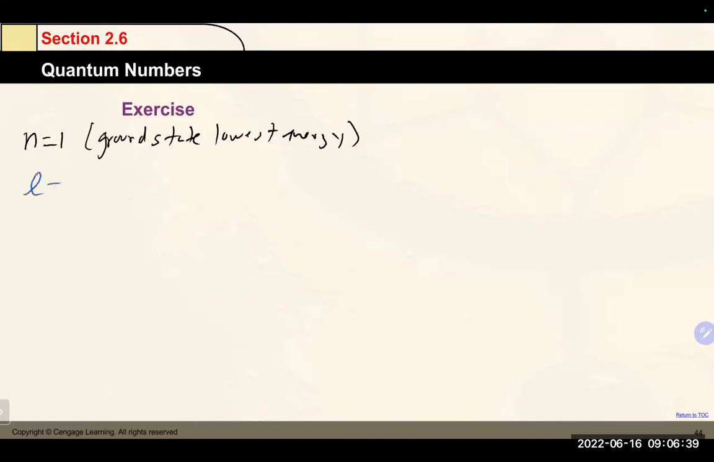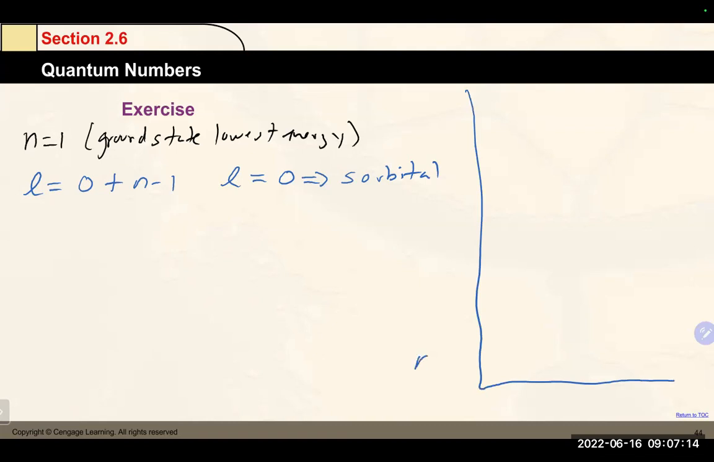our L value, now L is 0 to n minus 1. So clearly if n is 1, 1 minus 1 is 0. So the only possible value you could have for L is 0. A value of L of 0 represents an s orbital. So what that is telling us is when we go to the first energy level, the only thing that we will find there on that n equals 1 is an s orbital, referred to as a 1s orbital.